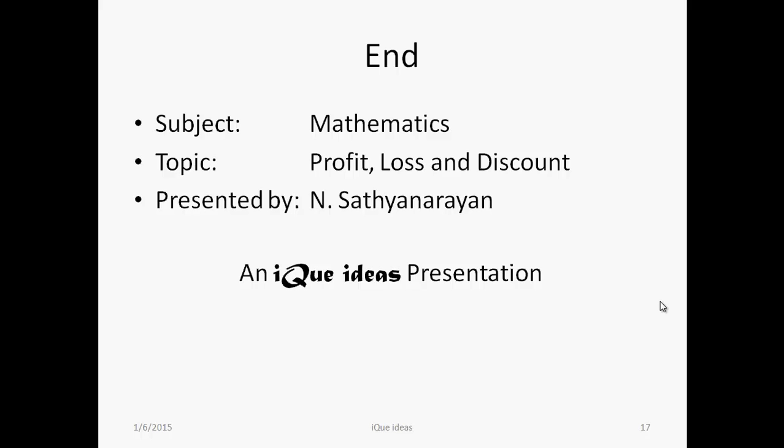I hope this basic tutorial of profit, loss and discount gives you enough understanding of the topic and helps you quickly solve the problems. This is an extremely important chapter because understanding profit, loss and discount is vital for our day-to-day affairs. This tutorial was on the mathematical chapter of profit, loss and discount.